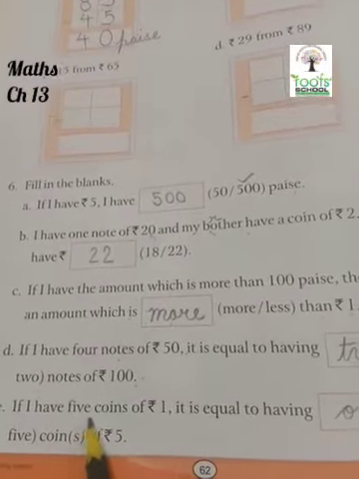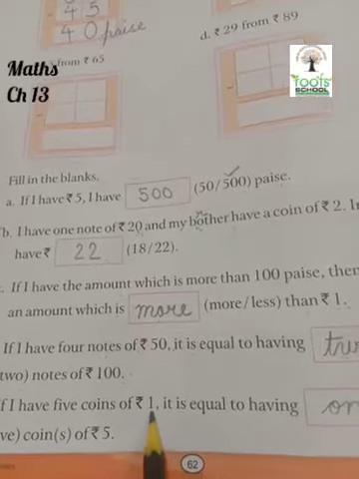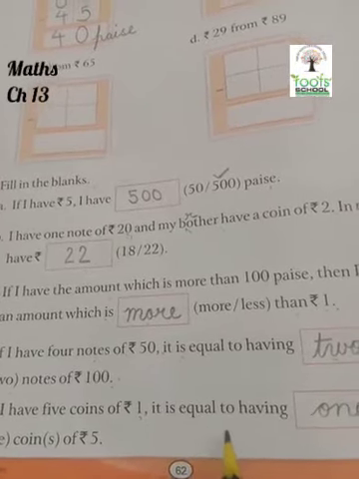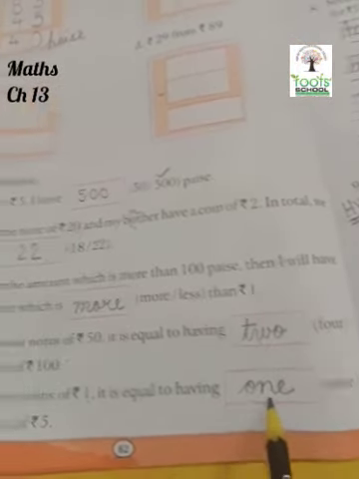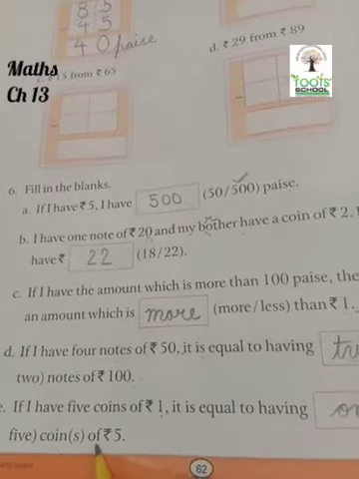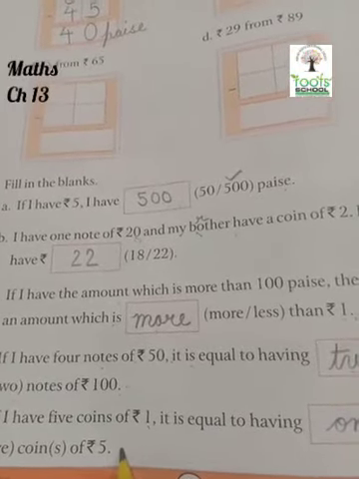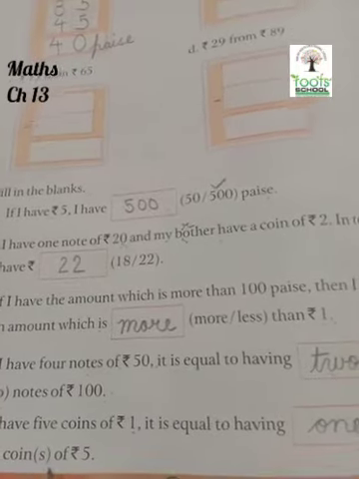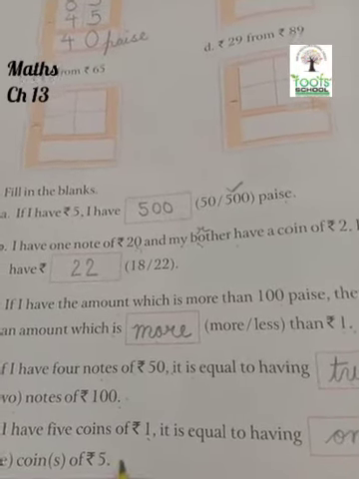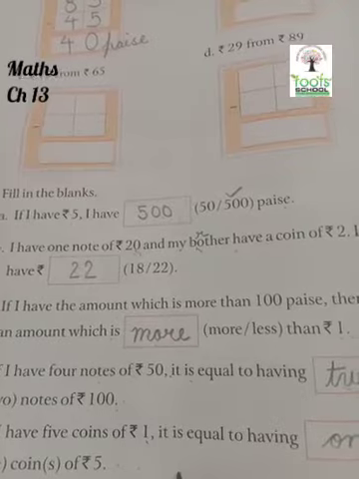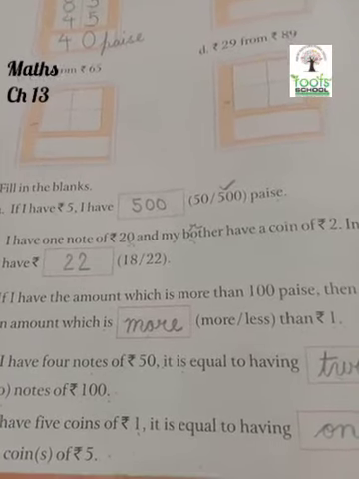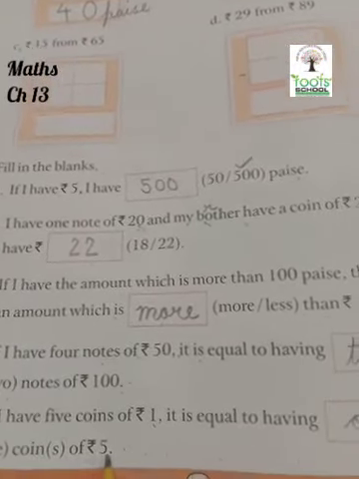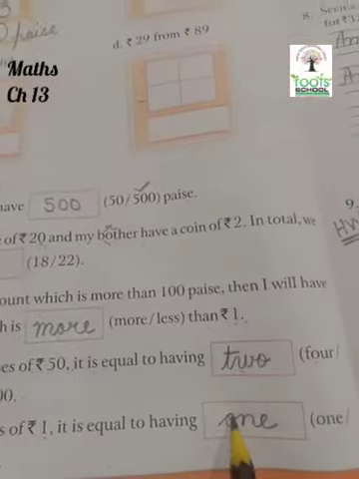If I have 5 coins of rupee 1, it is equal to having 1 coin of rupee 5. Okay, if you have 1 rupee coin, 5 coins you have. So if you will add 1 plus 1 plus 1 plus 1 plus 1, 5 times, so you will get coin of rupee 5, 1 coin.